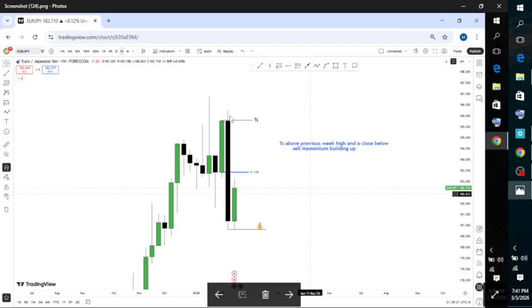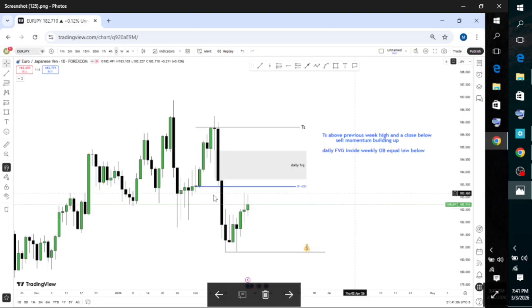I caught this move when it was dropping, so I'm thinking of getting a new entry going down. So that is on the weekly time frame, right? On the daily time frame, the same EJ, you can see we had a strip above here. We have this FVG, and this was the weekly order block, right? So I was marking this daily FVG to see reaction from price coming down. So daily FVG inside weekly OB, equal low below.